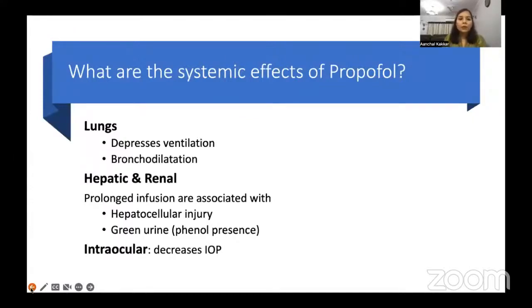Hepatic and renal, if used as boluses, not much changes there. But if prolonged infusions are used, then it is associated with hepatocellular injury, and sometimes green urine, that is phenol presence, is also noticed. Intraocular pressure is also reduced with propofol.